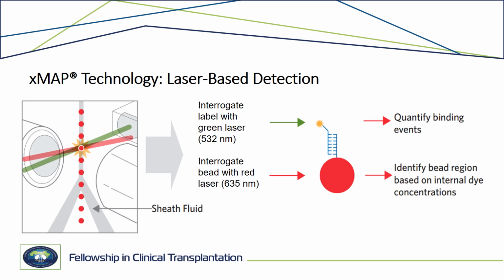The second one, the green laser, will excite the bead only if your DNA bound to it, because when the DNA binds to the bead, it has already been tagged by a fluorescent dye. So when the green laser hits, it identifies the fluorescent dye tagged to your bead, and it is able to quantify this bead and tell you whether it is a positive or negative bead.